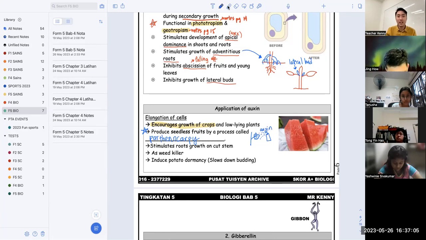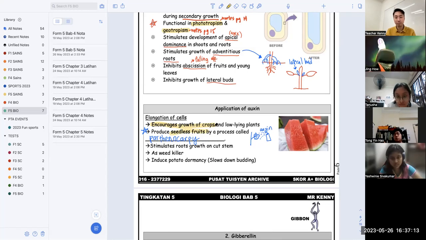Yeah. Teacher, why can't they just use seedless fruit process? Not nice lah. So they put parthenocarpy. Understand? So far so good? Now, next.